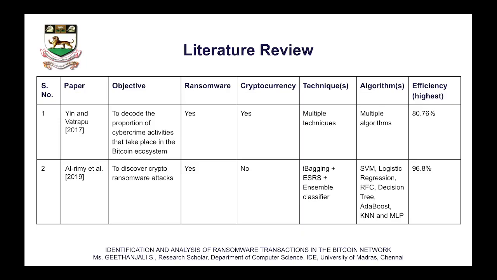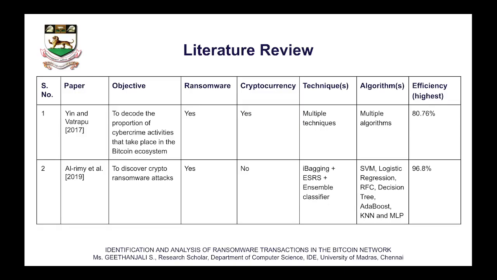Coming to the literature review, I have taken 6 papers relating to ransomware as well as cryptocurrency, and most of these papers involved classification. In the first paper, the authors decoded the proportion of cybercrime activities that take place in the Bitcoin ecosystem. They made use of multiple algorithms like support vector machine, logistic regression, random forest classifier, decision tree, among other models. The model with the best accuracy was the gradient boosting classifier, which achieved 80.76%.